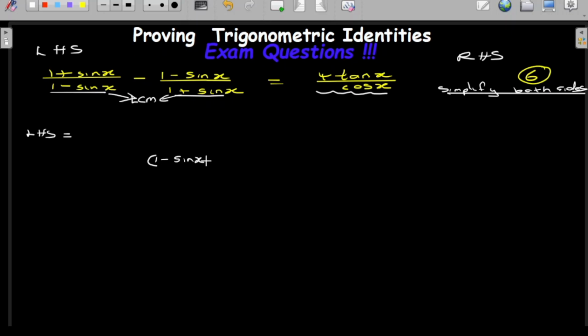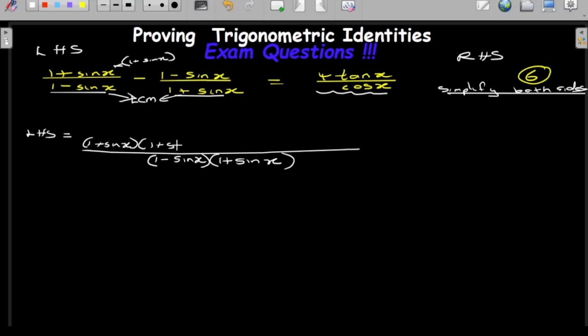And in some cases we are required to simplify both sides, or maybe just one side, right? In this case, we are going to simplify the left hand side first because it is the one we can do the most with. So to find the lowest common multiple, we multiply the denominators together, and now we need to multiply the numerator of the first fraction with the denominator of the second fraction, because that's what we did with the denominator of the first fraction. We multiplied it with the denominator of the second fraction.